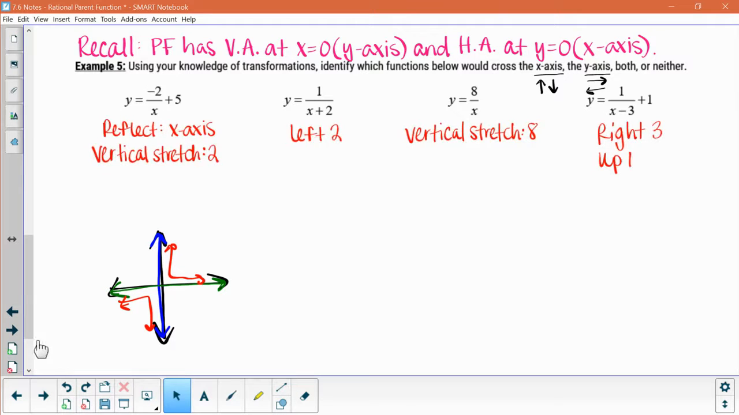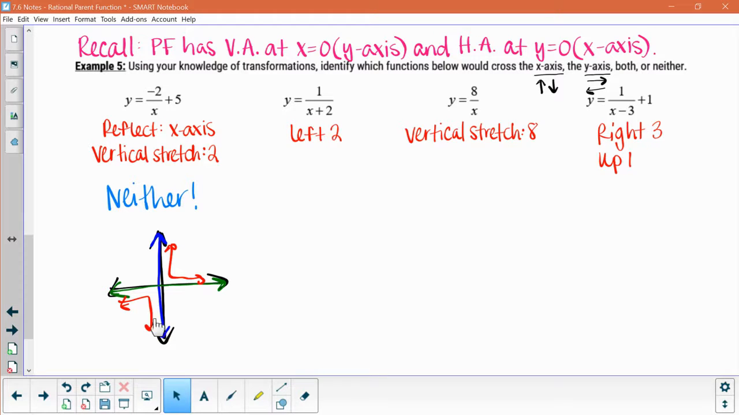So my first one is going to have a reflection over the x-axis with a vertical stretch of 2. The second one is moving left 2. The third one is just having a vertical stretch of 8. And the fourth one is moving right 3, up 1. So remember, we're looking for up, down, or left, right. If I look at my first one, it doesn't have any of that happening. Yes, this is going to get a little skinnier. Yes, it may show up down here, but it's not going to cross either of them. So this is a neither.